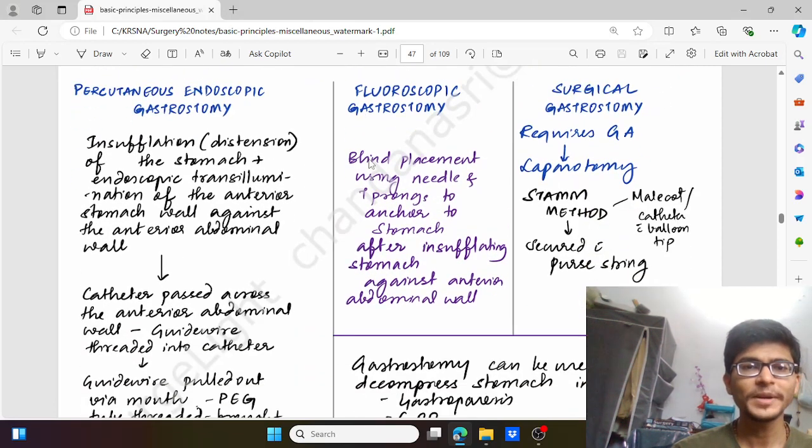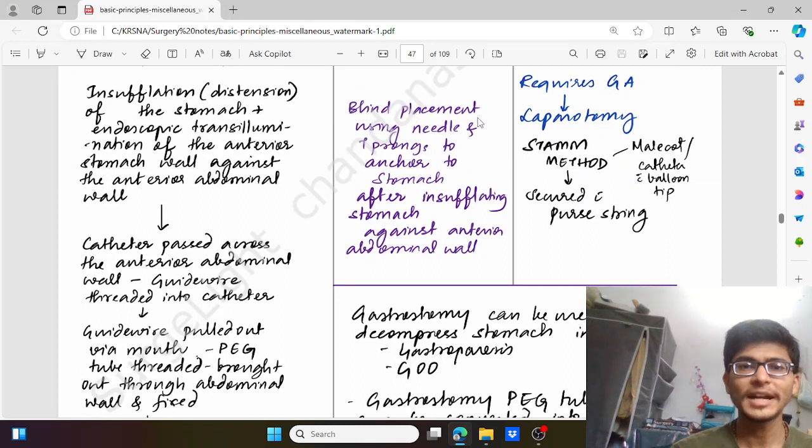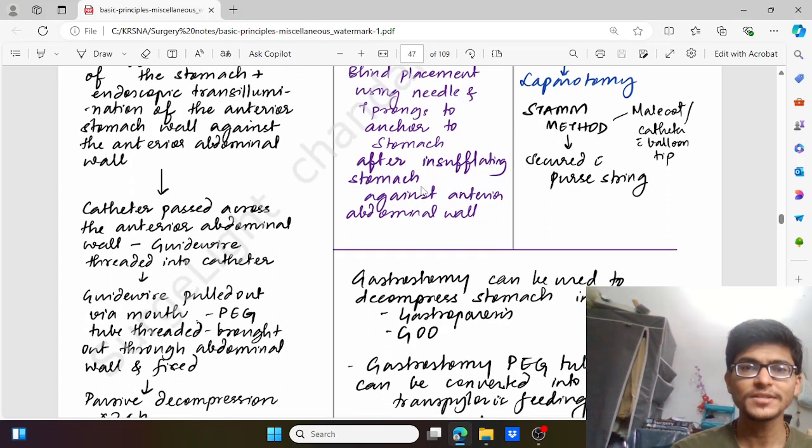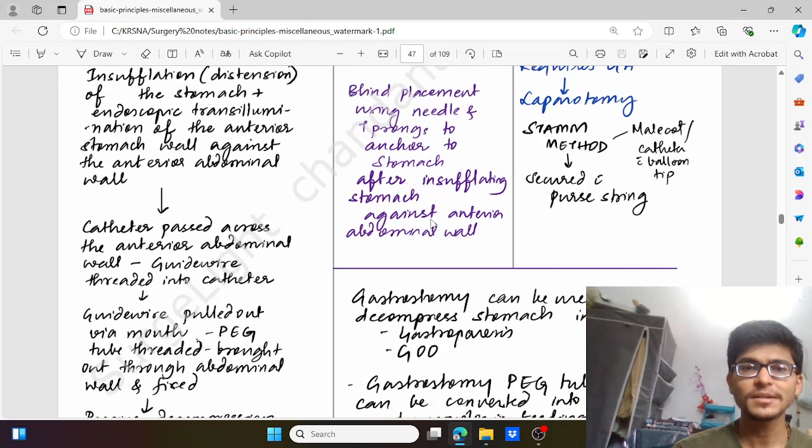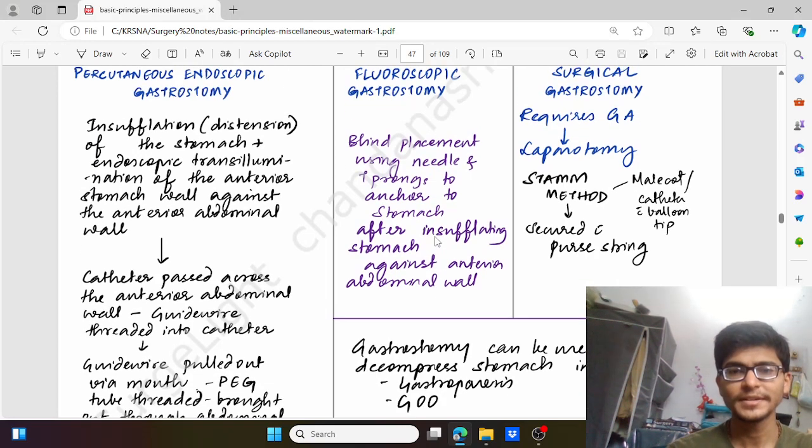Then we have fluoroscopic gastrostomy, where we go for blind placement using the needle and T-prongs to anchor the stomach after insufflation of the stomach against the anterior abdominal wall. So we insufflate the stomach against the anterior abdominal wall, then blindly we place the needle and T-prongs to anchor the stomach and fix it.